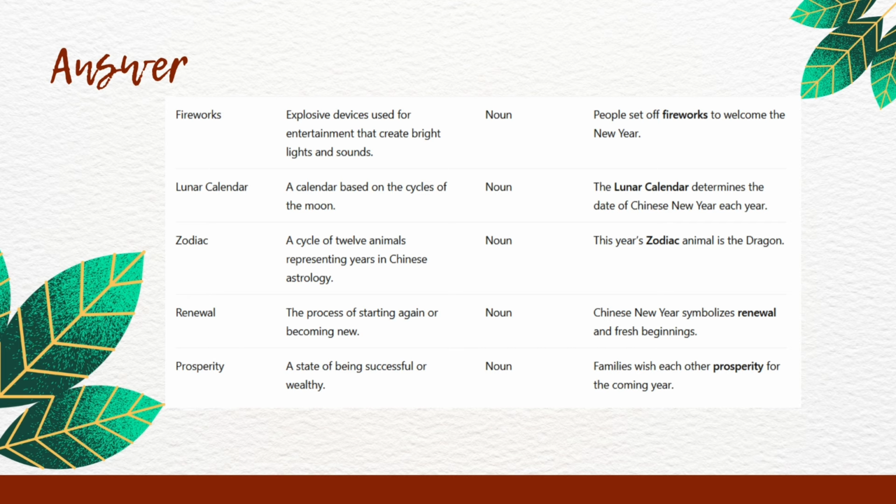Lunar calendar, a calendar based on the cycles of the moon. Zodiac, a cycle of 12 animals representing years in Chinese astrology. Renewal, the process of starting again or becoming new. And prosperity, it's a state of being successful or wealthy.